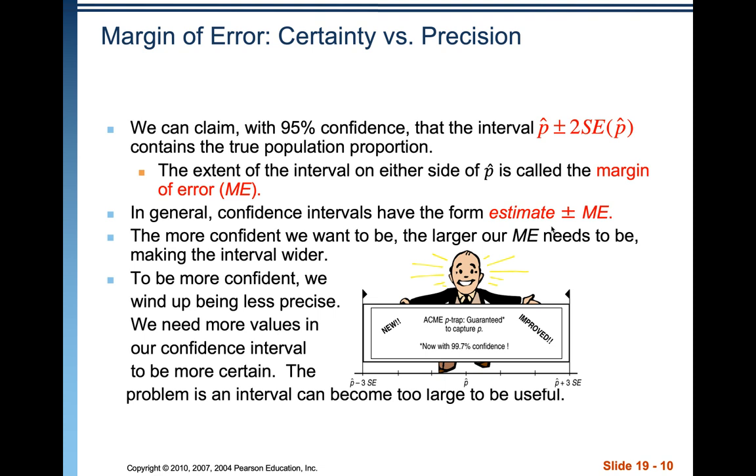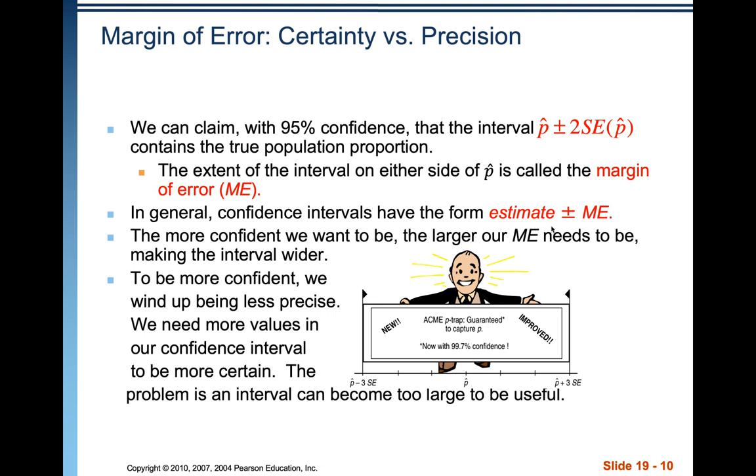The more confident we want to be, the larger our margin of error needs to be, making the interval wider. So we're going to be wrong less of the time because our interval is going to cover more possibilities. To be more confident, we wind up being less precise. We need more values in our confidence interval to be more certain. The problem is an interval can become too large to be useful.